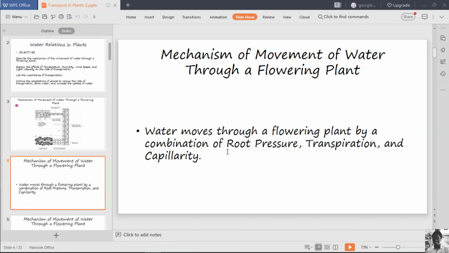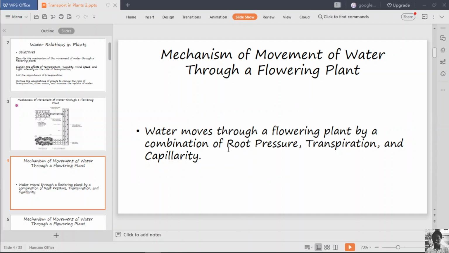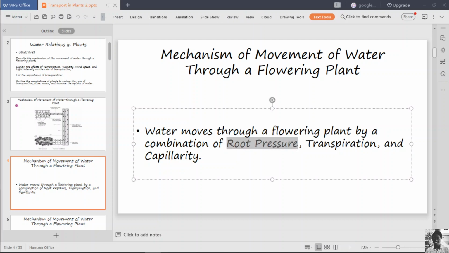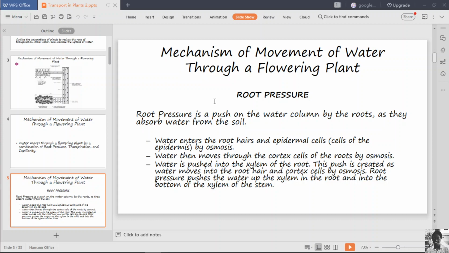So water moves through a flowering plant by a combination of root pressure, transpiration, and capillarity. These three mechanisms are used in transporting water through a flowering plant, and we will examine them individually. So let us look at root pressure. Root pressure is a push on the water column by the roots as they absorb water from the soil.